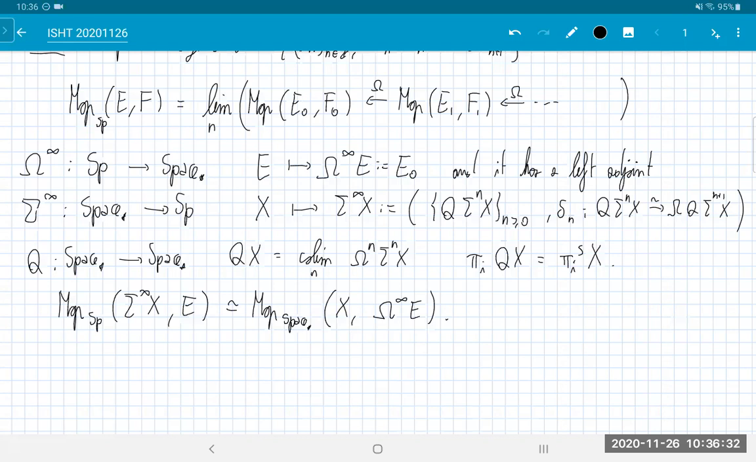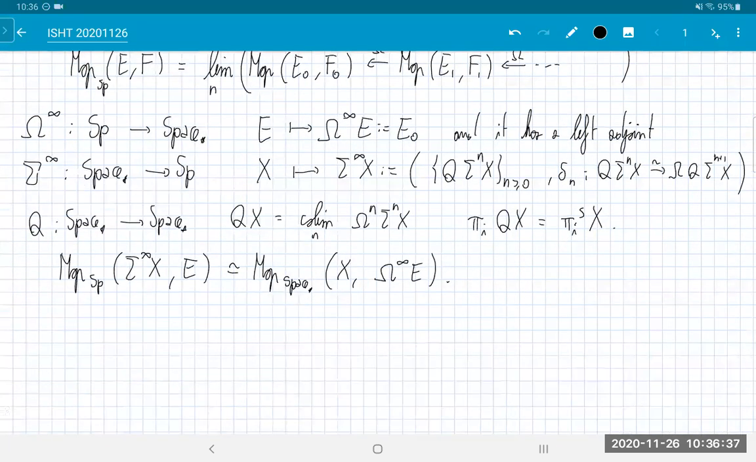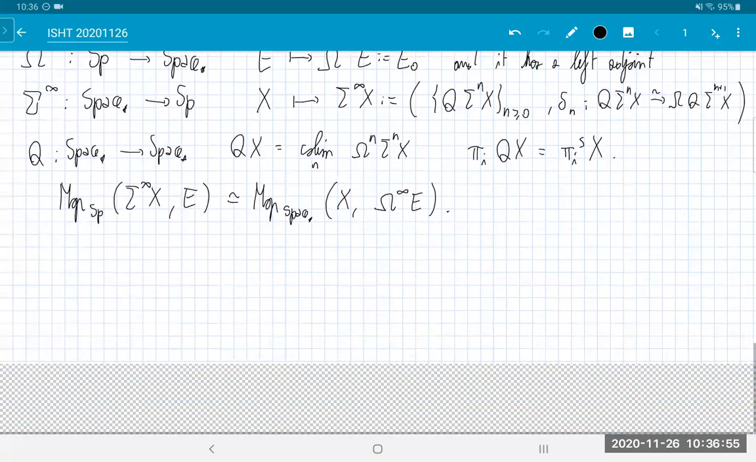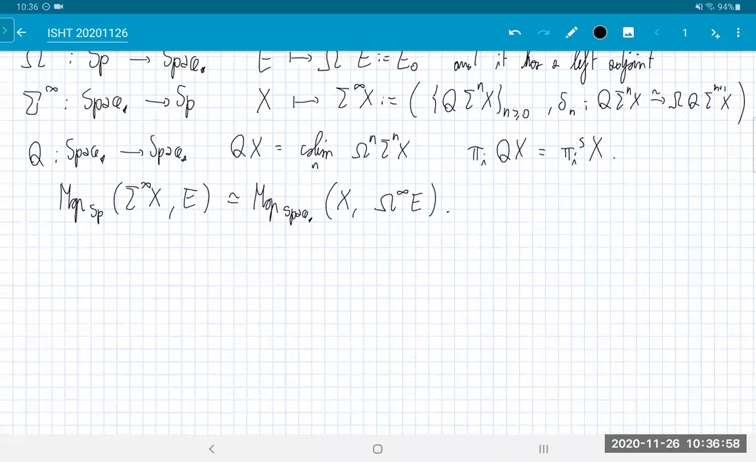Okay, good, because now I want to say something about limits and filtered colimits in spectra. And then I'll use that to actually say something about pushouts in spectra and give presentations of spectra. Okay, so let me do first this proposition.